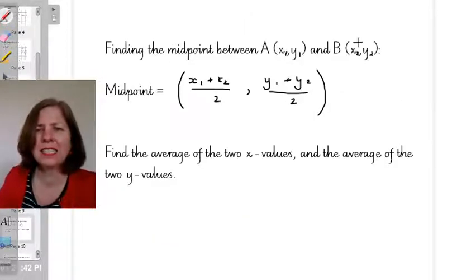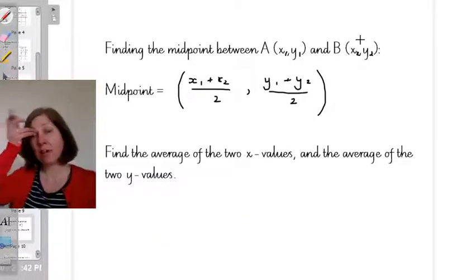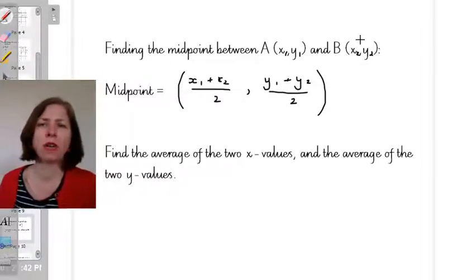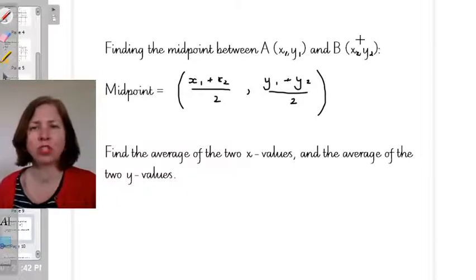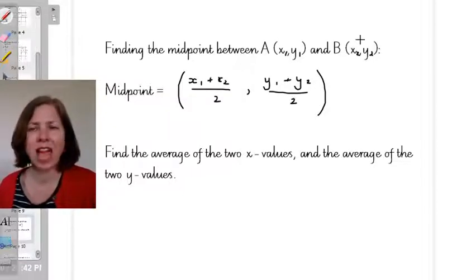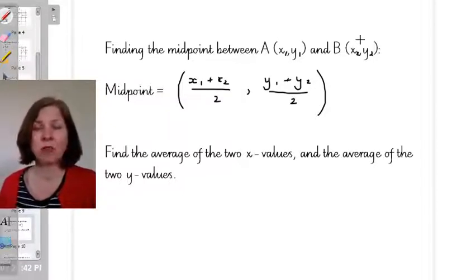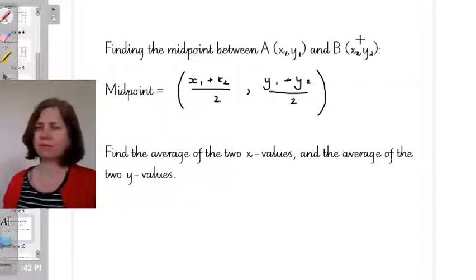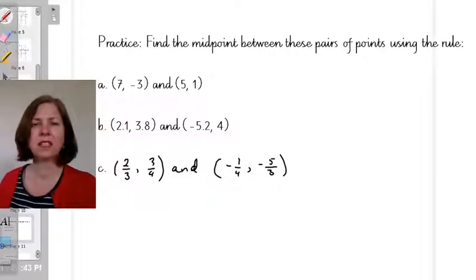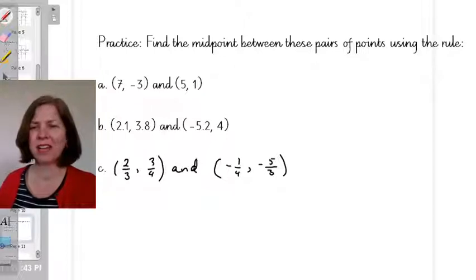So let's look now at what our rule is. Finding the midpoint between A, which is the point with x1, y1, and B, which is the point with x2, y2. Basically, the midpoint is going to be the average of the two x's and the average of the two y's. So I add them together and divide by 2. And that's all there is to it. So one more slide of practice. Use the rule to practice these 3. Just hit pause, work them out, and then hit play to see if your answers are correct.